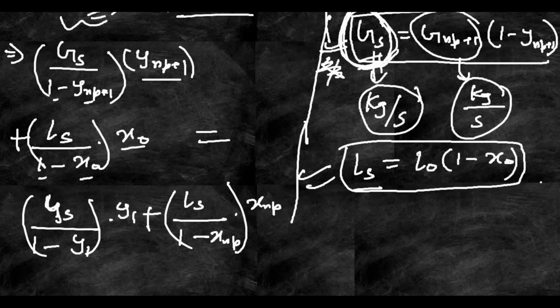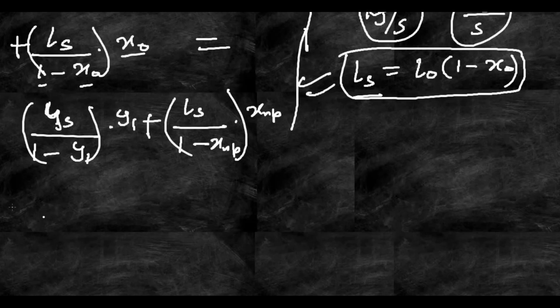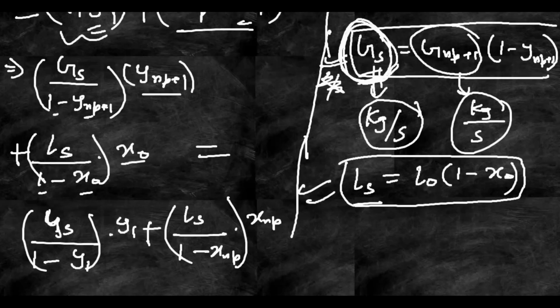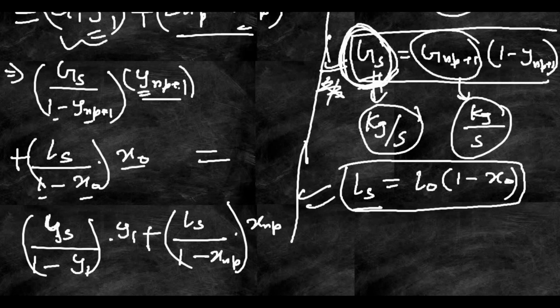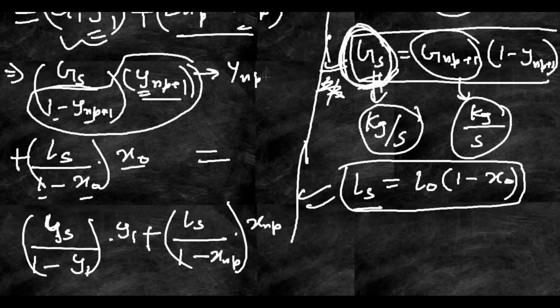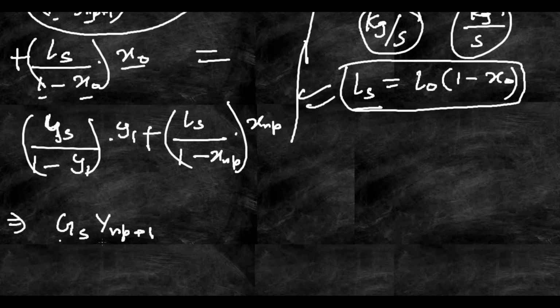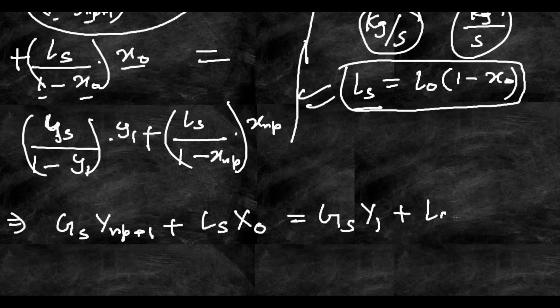So I will convert this into mole ratios, and what I can write is Gs times Y_{N_P+1}. Notice that I have changed from small letter to capital letter because I have taken this entire term, which is the mole ratio. So I will do the same for all the terms, and what I will get is Gs times Y_{N_P+1} plus Ls times X0 is equal to Gs times Y1 plus Ls times X_{N_P}. This is what I get.